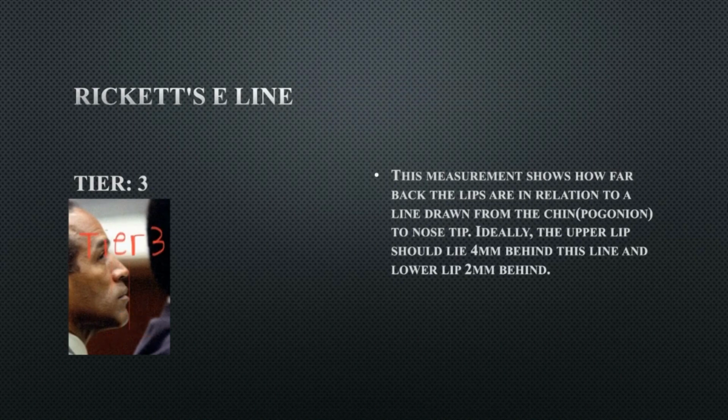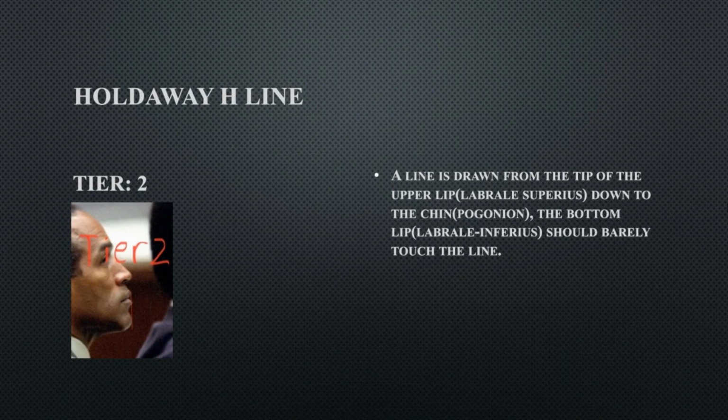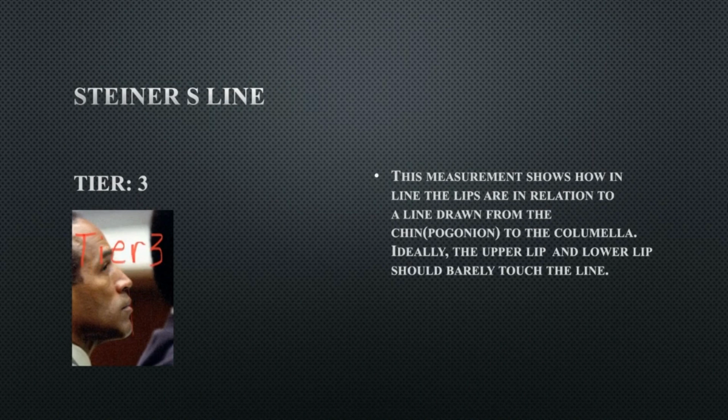His Ricketts E-line is a tier 3, and this is not ideal. It's because his bottom lip is actually touching the line, and it should not touch the line. His H-line goes from the top lip all the way down to the chin, and his bottom lip does touch the line, but it passed the line just a little bit. The S-line goes from the columella, so pretty much from the middle of the nose down to the chin, and both lips are supposed to be in line with the actual line, but it should not go past the line, so that's why I give it a tier 3.